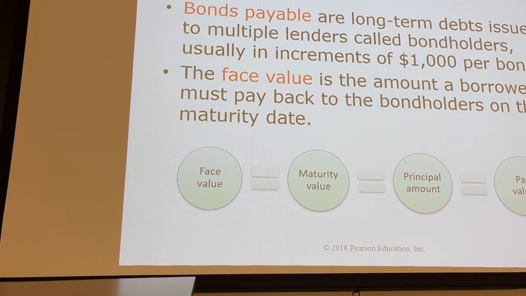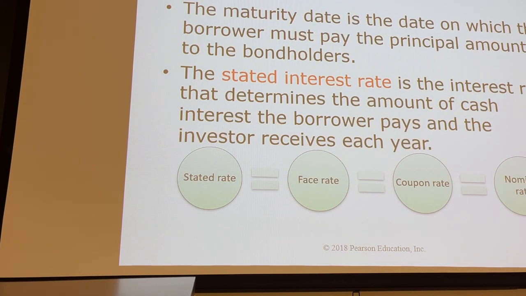The face value of the bond, which is usually $1,000, is the amount that will be paid back to the bondholders on the maturity date. And there are a number of other terms that can be used that mean the same thing as face value. So you can call it the maturity value, or the principal amount, or the par value. The maturity date is the date on which the borrower must pay the principal amount back to the bondholders.